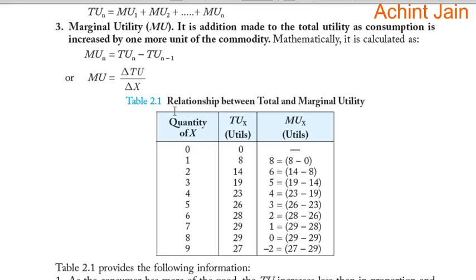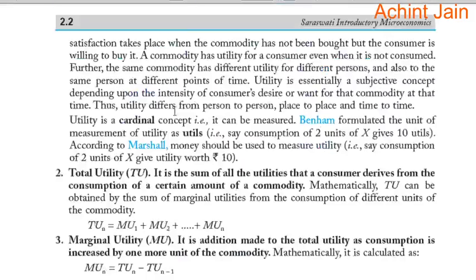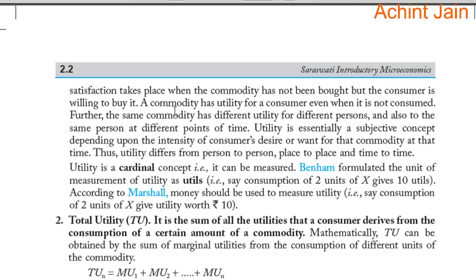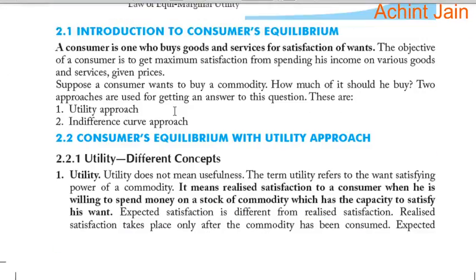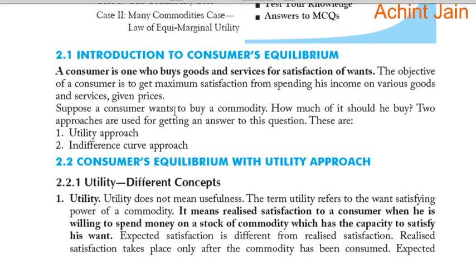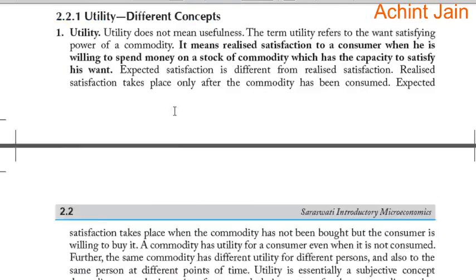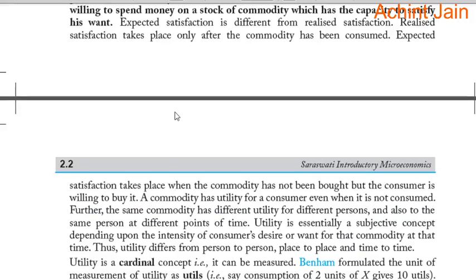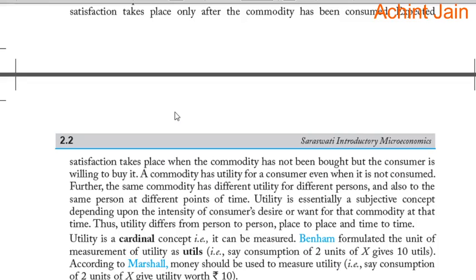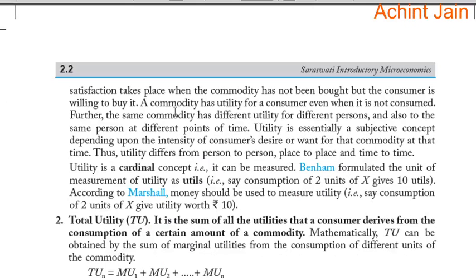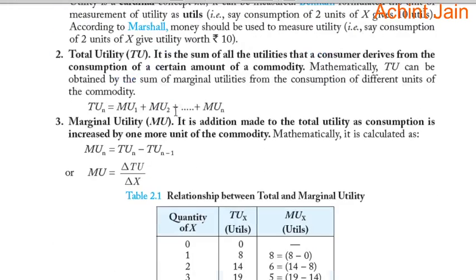20 utils. Okay, then I hope you people get the definition of a consumer, understand what is utility, and understand the cardinal and ordinal types of measurement. Then you easily get the cardinal utility aspects, that are the TU and MU.